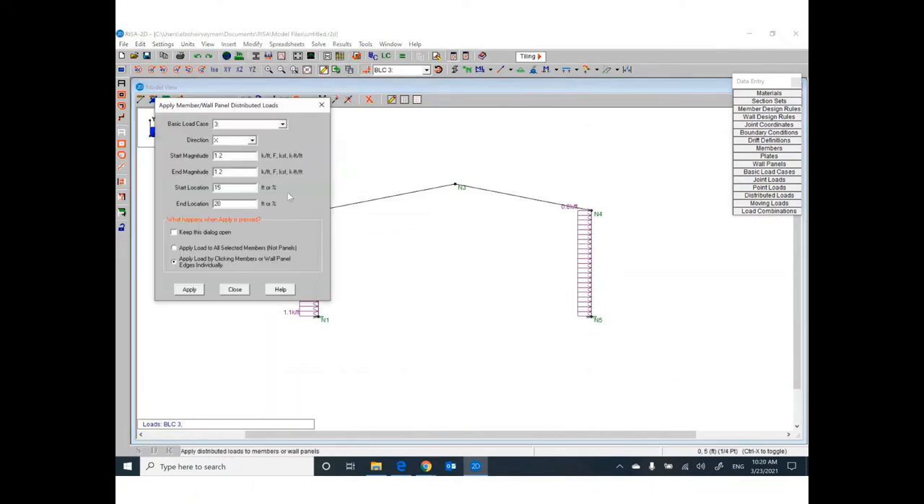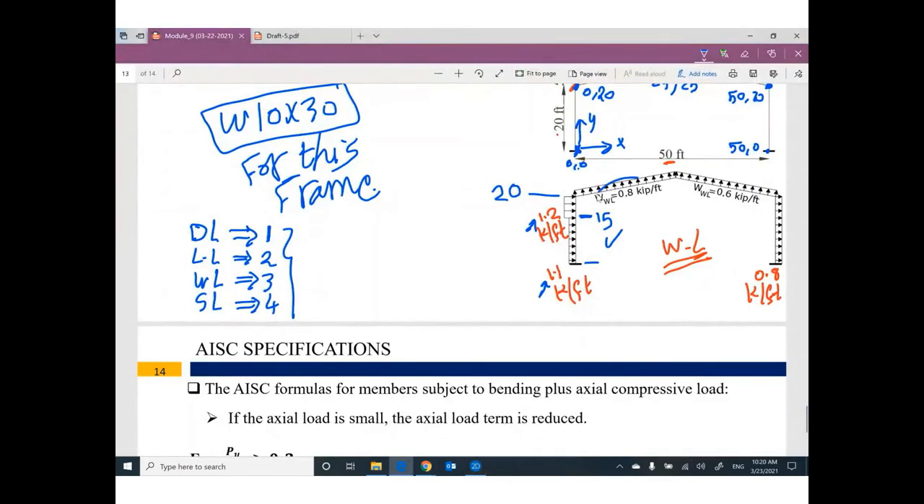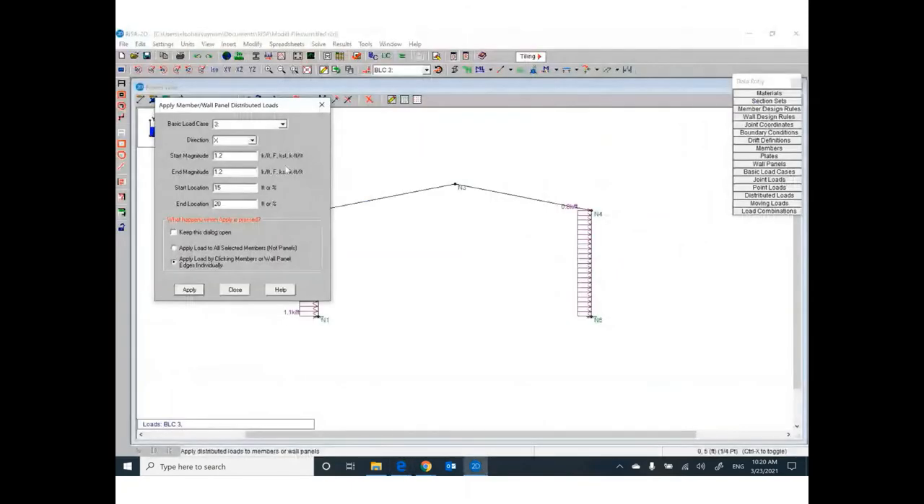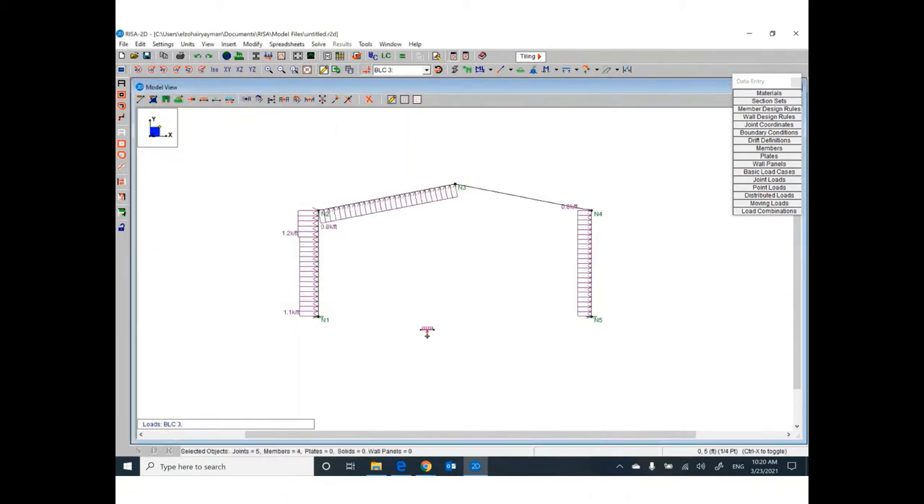Insert distributed load. The value for this one, 0.8. Do you think the direction will be X? No. Will it be Y? No, it's not vertical. Will it be projection? No, it's not horizontal projection. Wind load is not horizontal projection. What should I do? It will be small y. I told you this information before for truss. Y is local. The value is 0.8, 0.8, 0, 100%. Apply, let's see. This load is perpendicular to the sloped member.